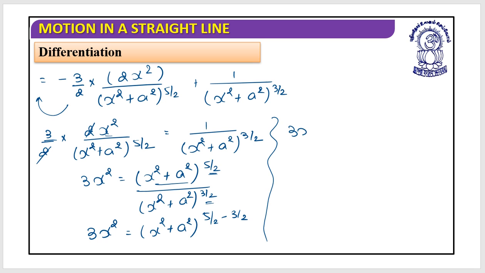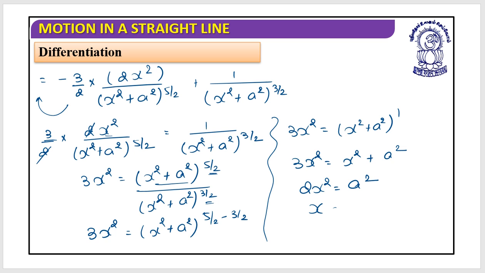This is 3x square equal to (x square plus a square) to the power 5 by 2 minus 3 by 2, which is 5 minus 3, that's 2 by 2, that's 1. So this is 3x square equal to x square plus a square. 3x square minus x square, this is 2x square, that should be equal to a square, and this x could be equal to plus or minus a by root 2.